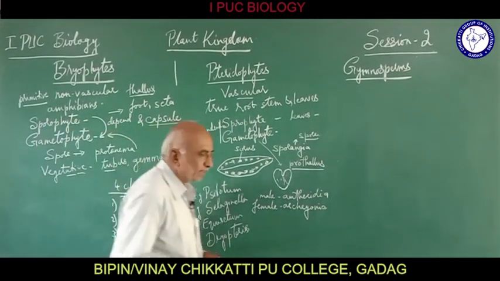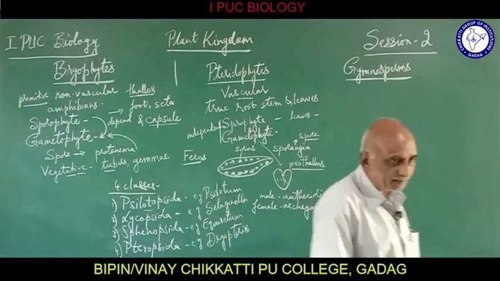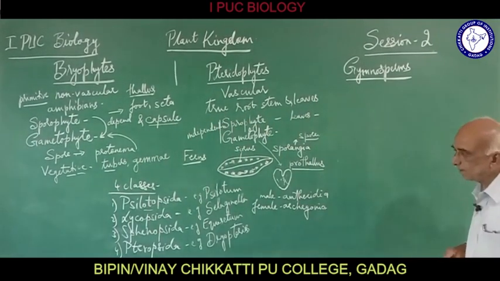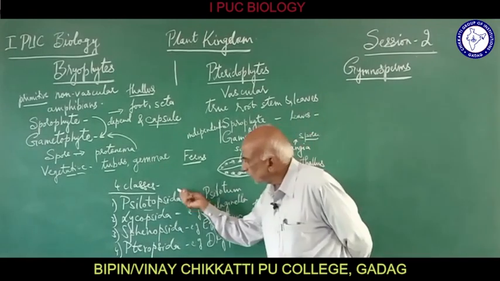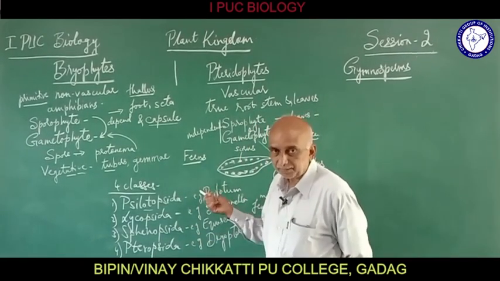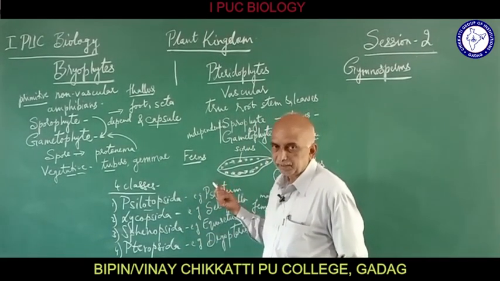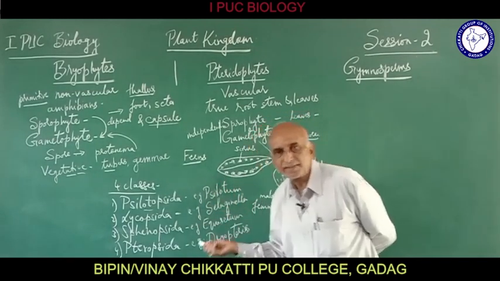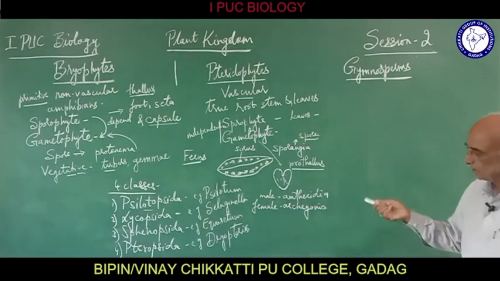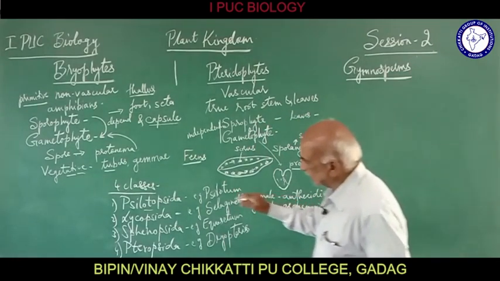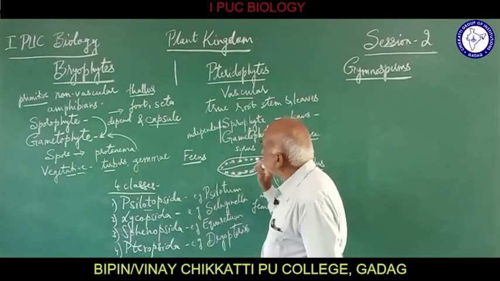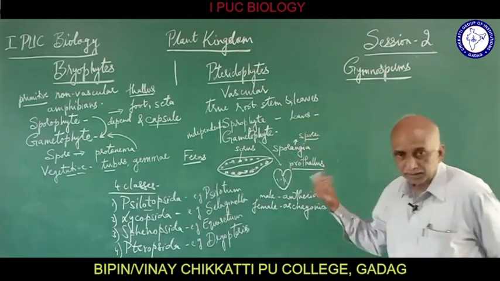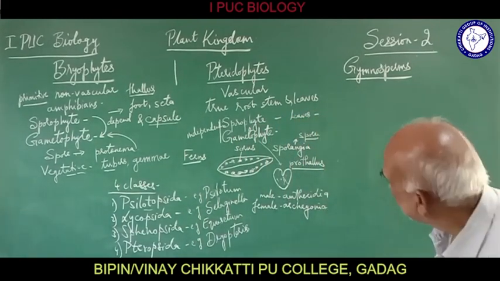So write the classification of pteridophytes if that is asked. We have to mention these 4 classes with one example each. There are many more examples, so if we mention any one example, that is more than sufficient. That is the classification of the pteridophytes. So this is about the pteridophytes.